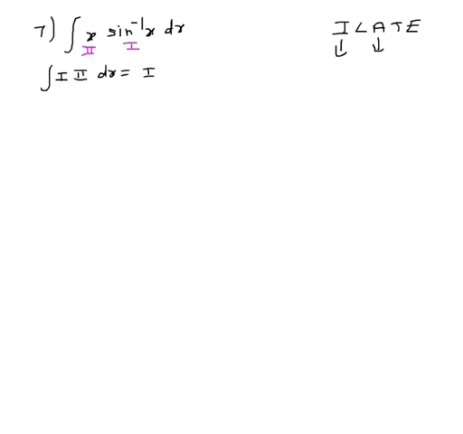Question number 7. Integral x sine inverse of x dx. X is an algebraic function. Sine inverse of x is inverse trigonometric function. The letter I comes first. Therefore, sine inverse of x is the first function and x is the second function. Let us use by parts formula. Integral first function into second function dx is equal to first function into integral of the second minus integral differential of the first function into integral of the second function dx.